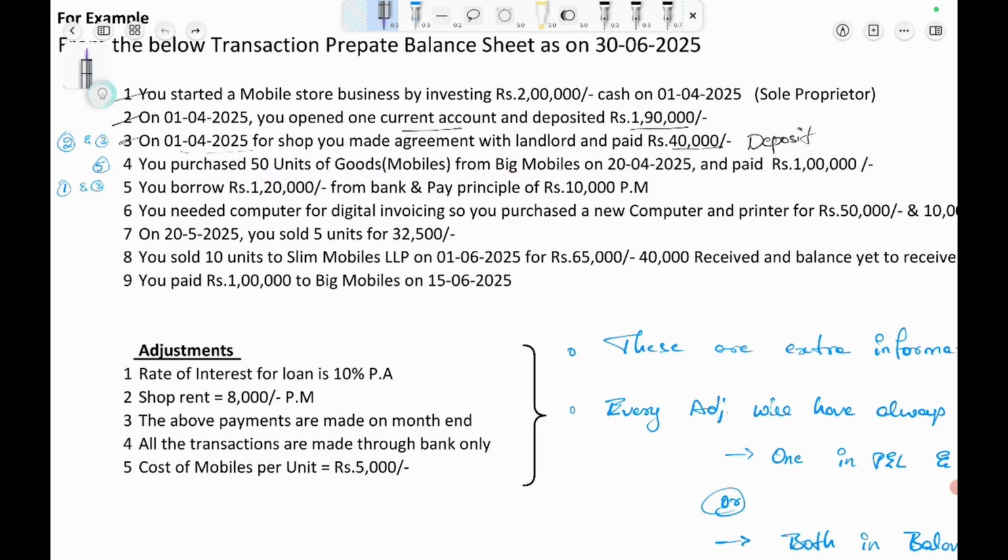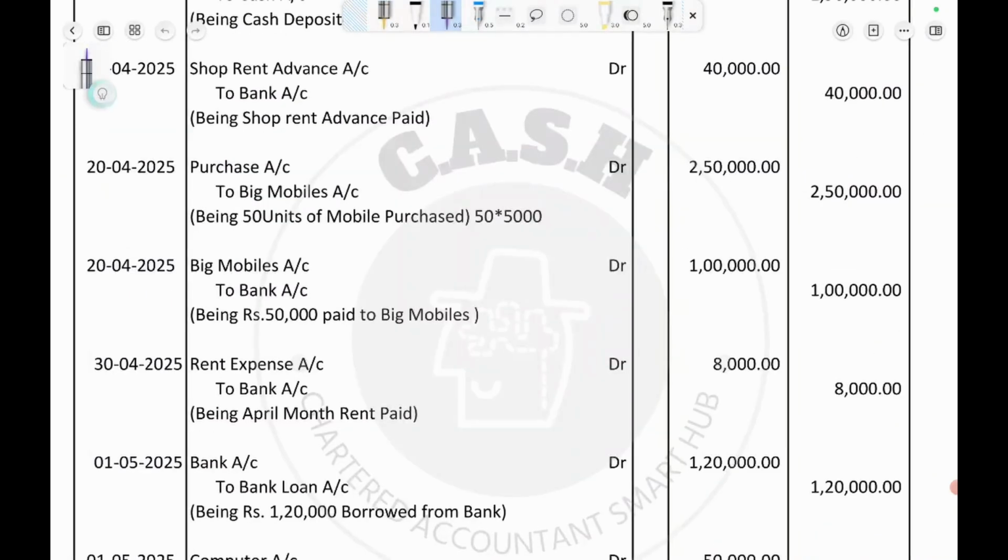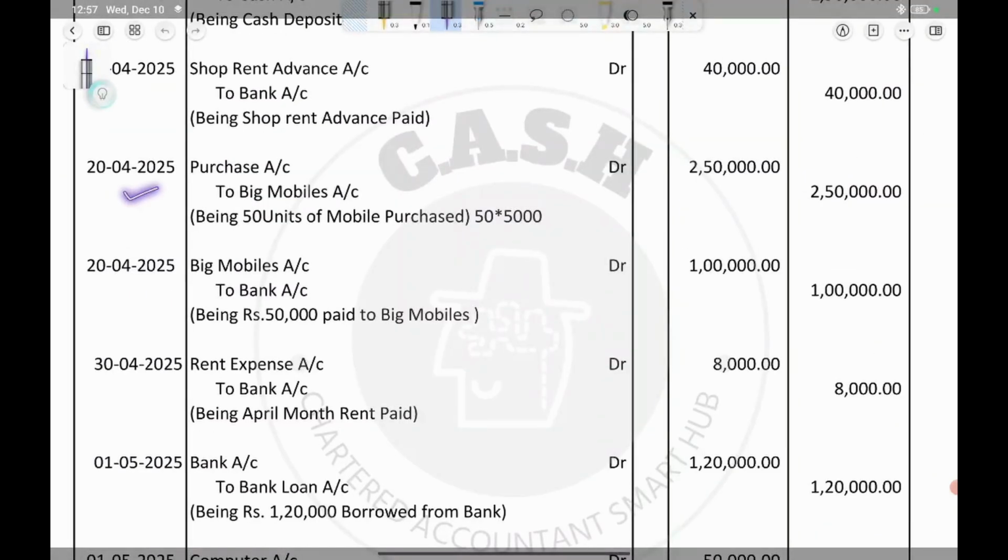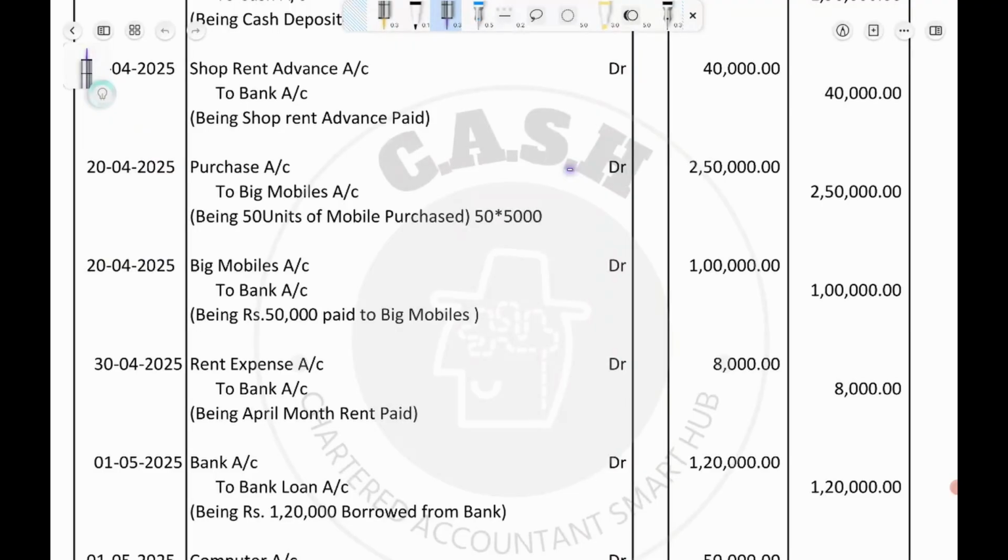So which one to record first here? Either the adjustment or the transaction. It is adjustment first because it is mentioning per unit the cost is 5,000 rupees, but we have paid only 1 lakh to the creditor. So the balance will be due. The journal entry will be like this. We will pass the due entry first.